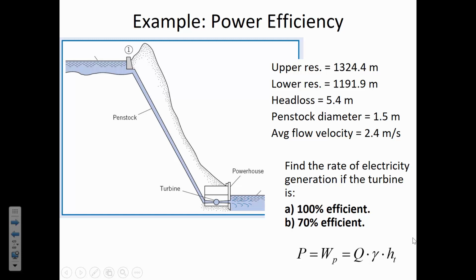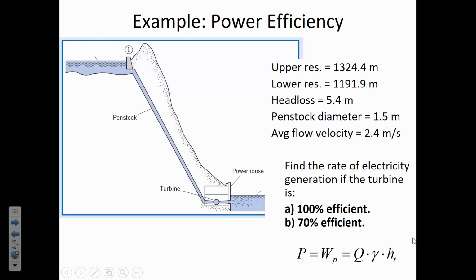All right, so we have the Z1 defined by the upper reservoir's water surface elevation. So Z1 is 1324.4 meters. P1 is 0 since we're working at the water surface. V1, the velocity in this reservoir, is 0, although the velocity through the penstock isn't 0. Location 1 is at the reservoir, so that's 0. Between the 2 points, there's no pump, so h sub P is 0. There is a turbine, but no pump. Z2 is 1191.9 meters. V2 is 0, and P2 is 0.